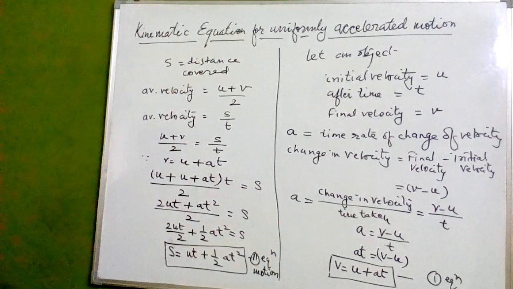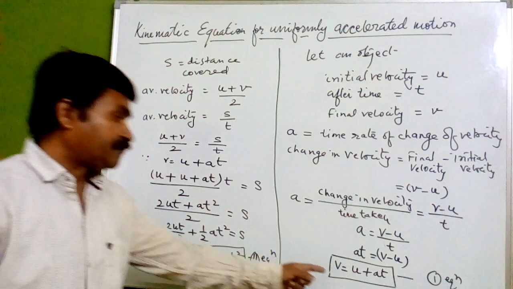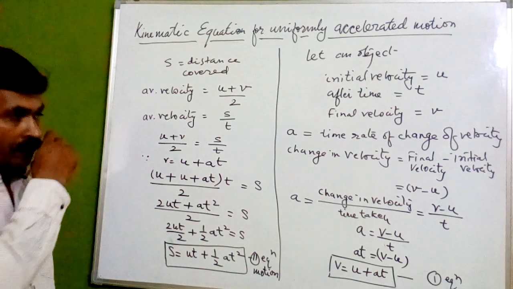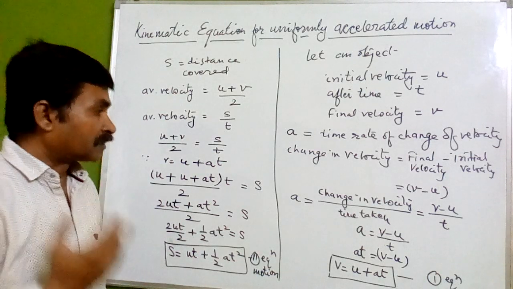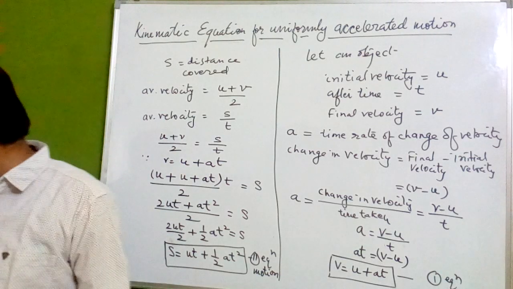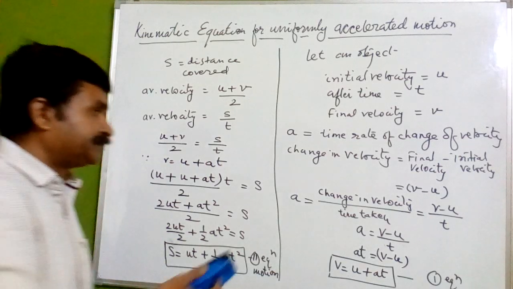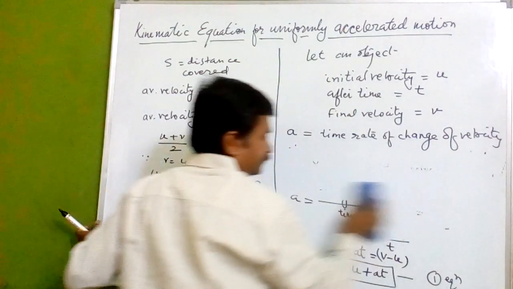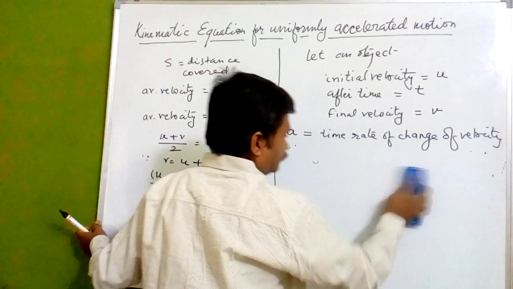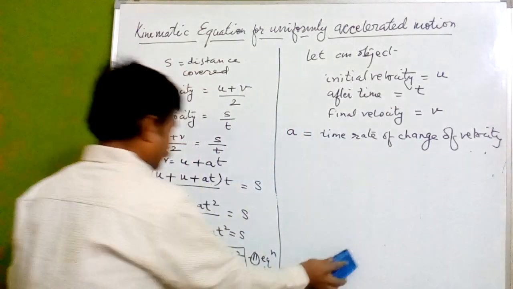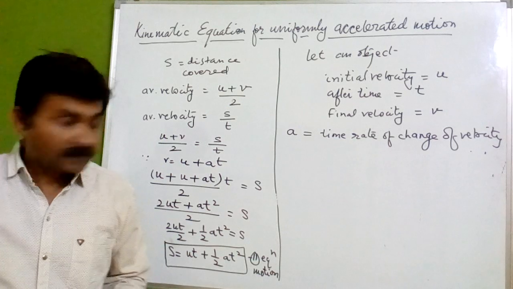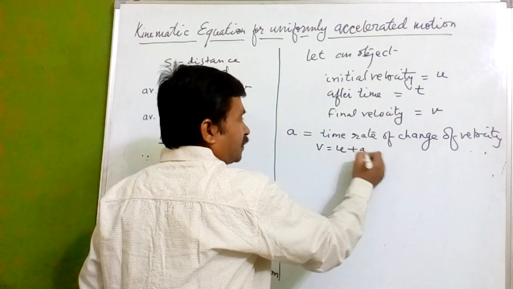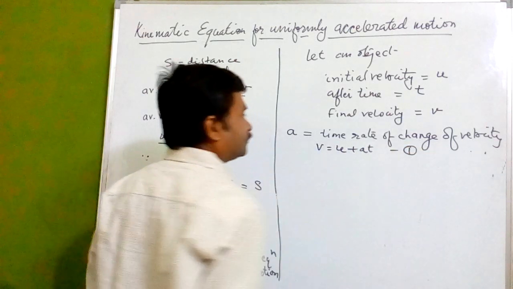Okay. Now we have got the first, we have got the second. Now we will go with the third one. How we are going to have that, we will see. Now here we have got v is equal to u plus at. This is our first equation.